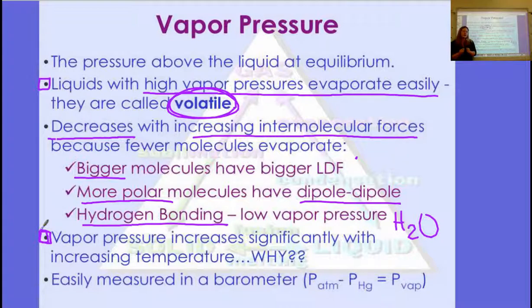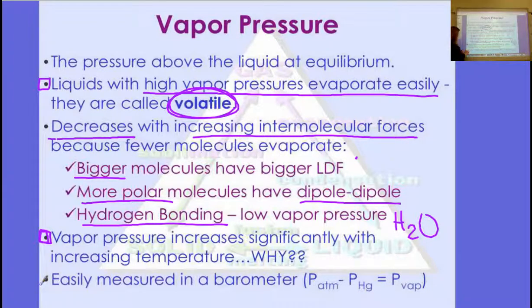So, vapor pressure increases significantly as you increase the temperature. Why? What's happening with our particles if you increase temperature? Think about the gas unit. If you increase temperature on the gas unit, the particles want to move faster. If your liquid starts boiling, you're closer to that vapor phase anyway.